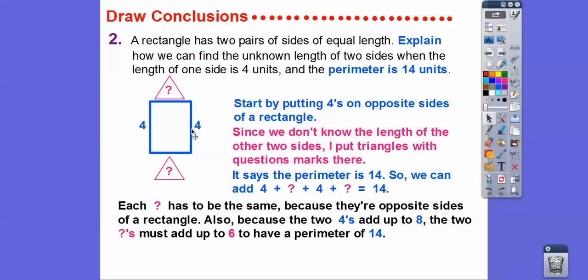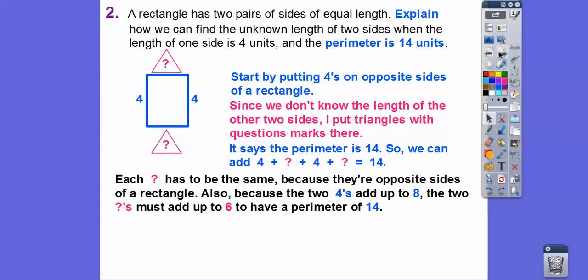And since this 4 and 4 adds up to 8 right there, then these two guys got to be the rest of the 14. So if we take off the 8 from the 14, these two guys must add up to 6 right there. So both those rectangles add up to 6 right there. All right, let's just slide that up. I'm getting a little low right there.